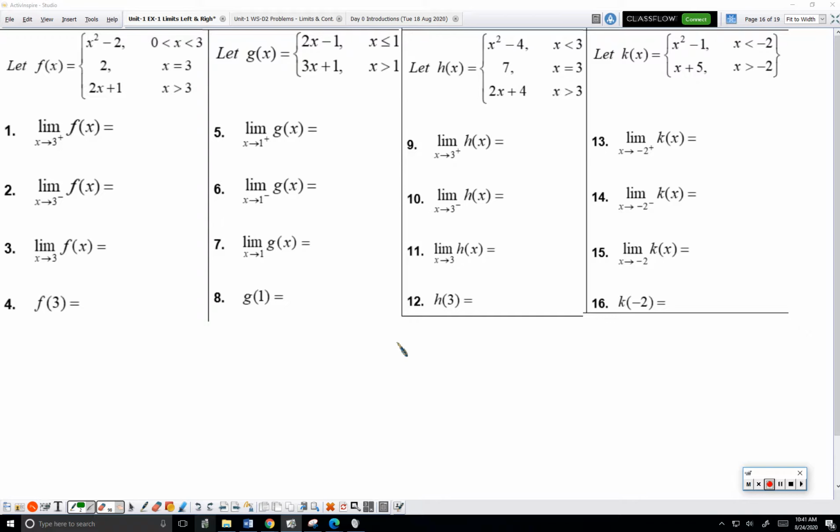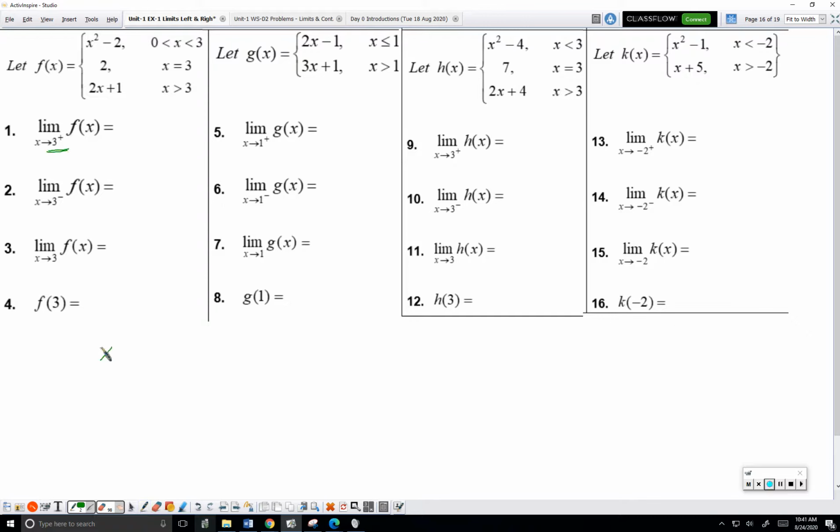is watch the video as I do this first example, and then after I do the first example, I would pause the video, see if you can figure out examples 5 through 16, and then resume the video and watch and check and make sure it's making sense. So it says find the limit as x approaches 3 from the right.